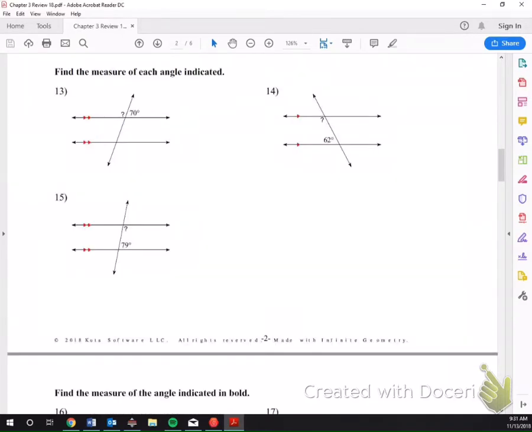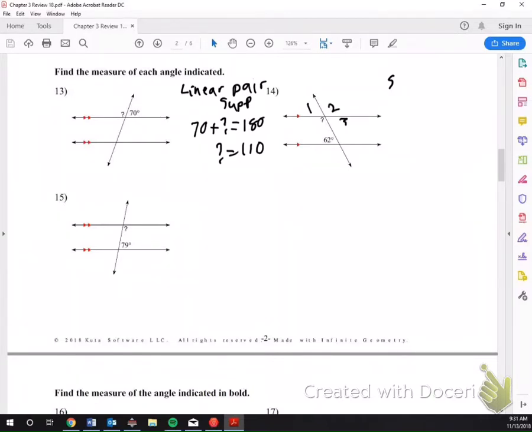Okay, now here, a little bit difficult. So here we're going to start adding in supplementary angles. We have a linear pair. Linear pairs are supplementary by nature. So we go 70 plus question mark equals 180, equals 110.